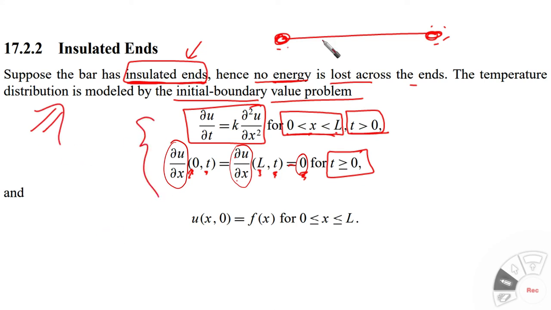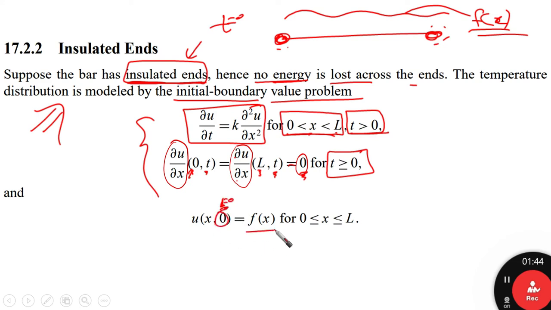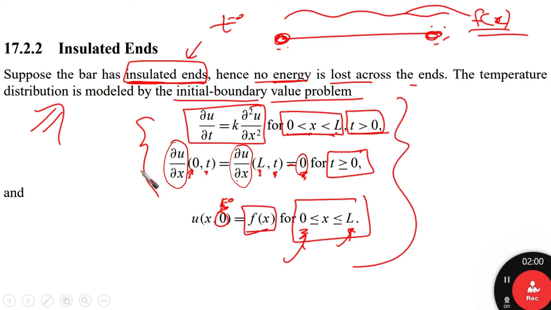And after that, what is the value at t equal to 0? What is the initial condition? There might be a function here, which we call f of x. So we say that u of x at time t equal to 0, the initial time, equals f of x for x between 0 and L, with them included. Okay, so this is the meaning of the insulated ends boundary conditions in a mathematical form.